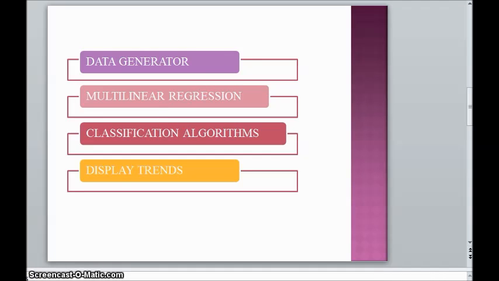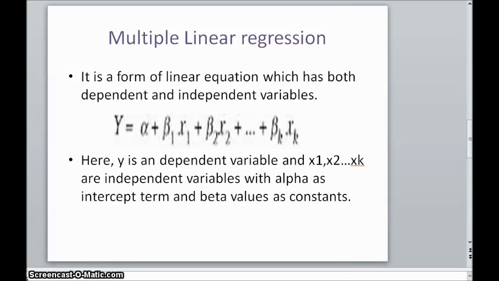The second stage is multilinear regression. That is, it is a form of linear equation which has both dependent and independent variables. Here y is the dependent variable and x1, x2 and xk are independent variables, with alpha as an intercept term and beta values as constants.